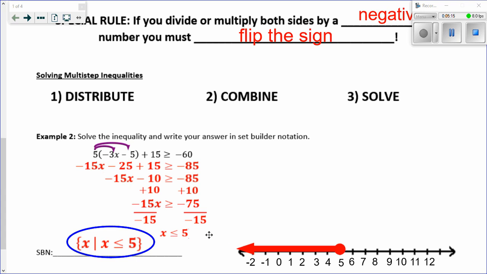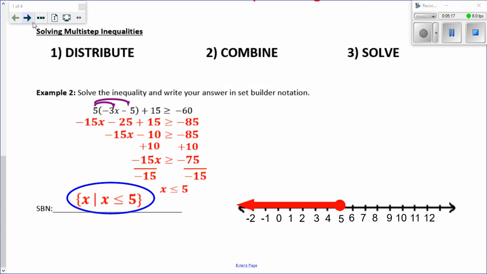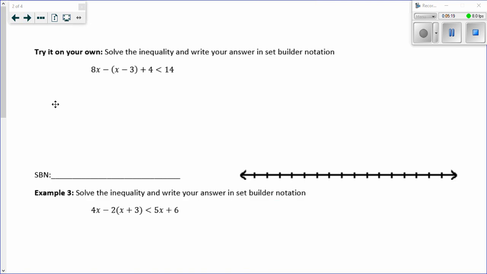Okay? Now you guys are going to try the next one on your own. You've got to do set builder notation, graph it, and solve everything. Okay? Go ahead and pause the video and try that now.